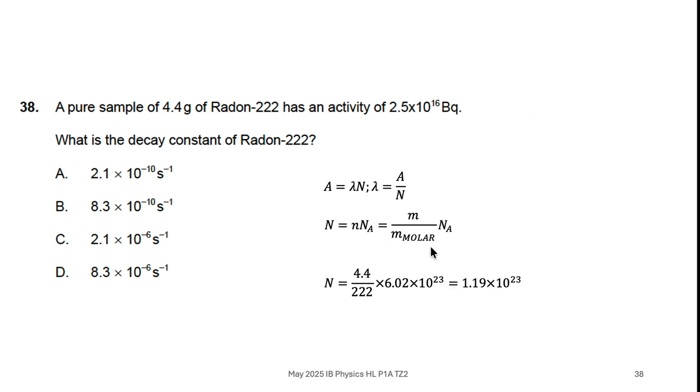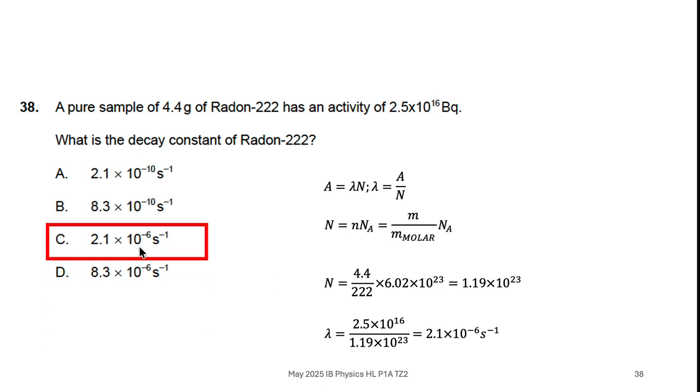We're then going to take that number and put it back into our original equation, 2.5 times 10 to the 16 divided by our 1.19 times 10 to the 23, which gives me 2.1 times 10 to the minus 6, and our answer here is C.